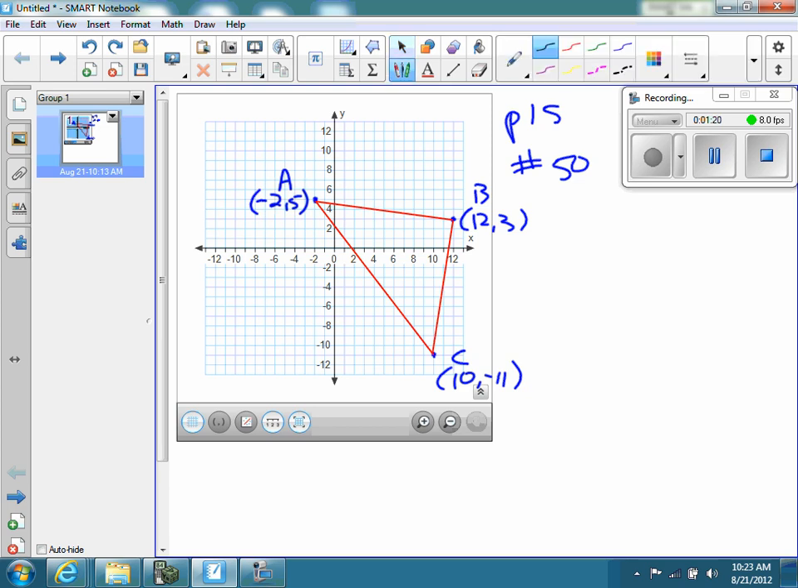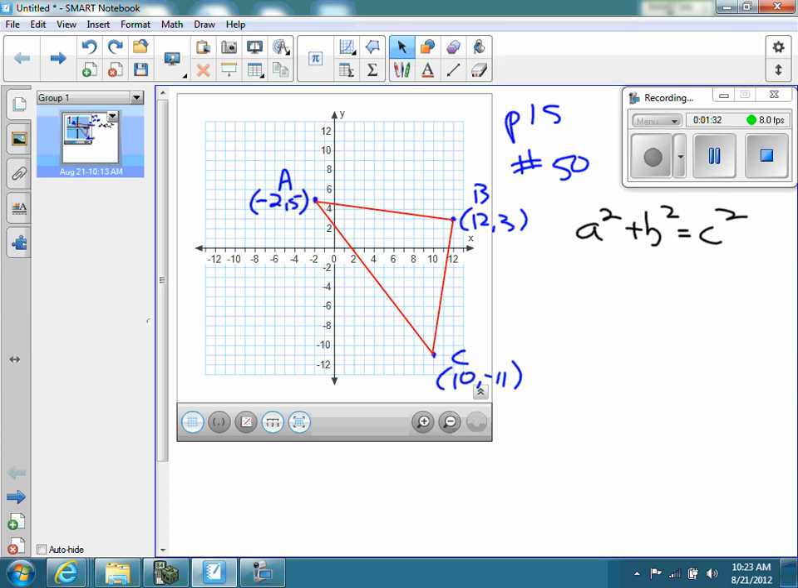The way I can verify that something is a right triangle is if it fits the formula a squared plus b squared equals c squared. That's our Pythagorean theorem. If our sides a, b, and c fit this formula, then I'm going to know that it is in fact a right triangle.